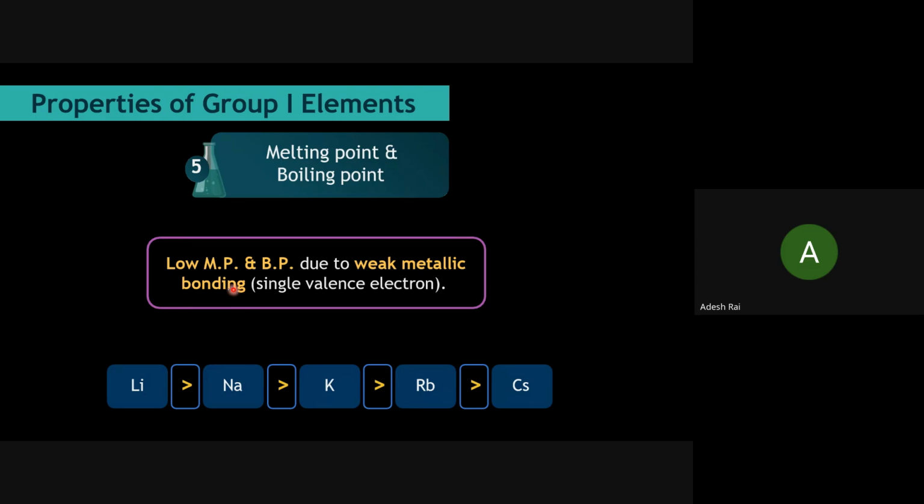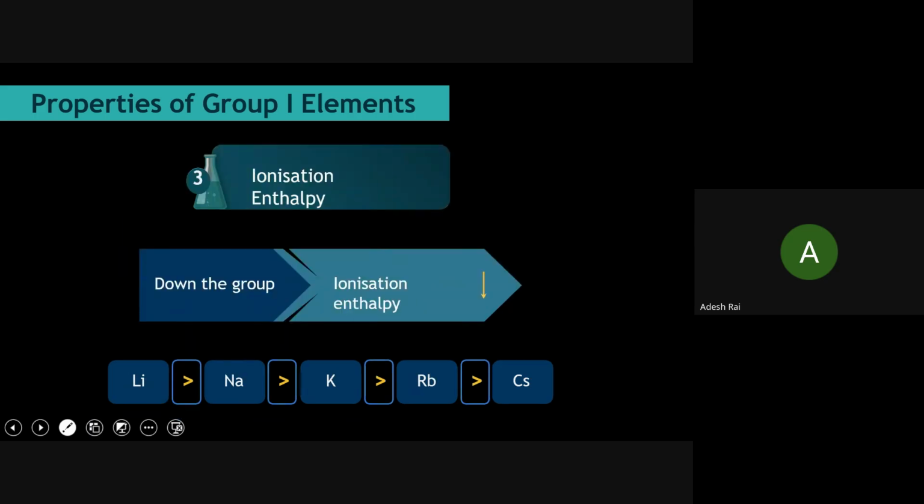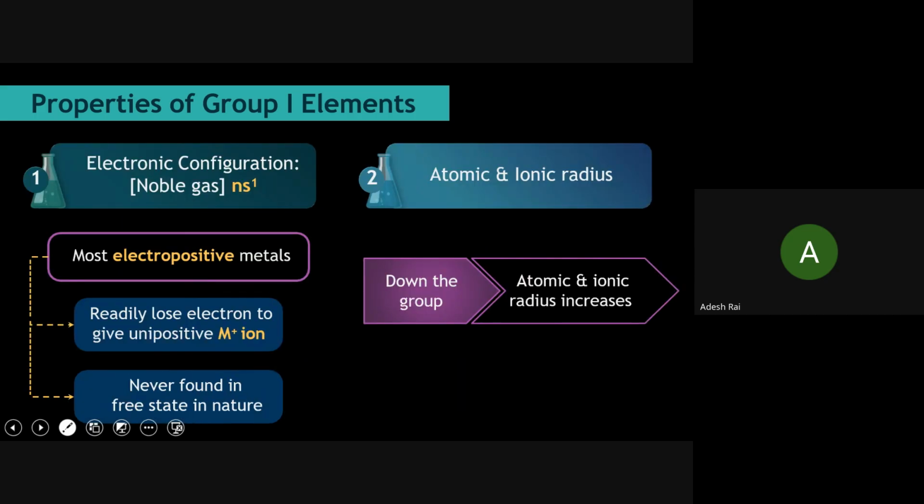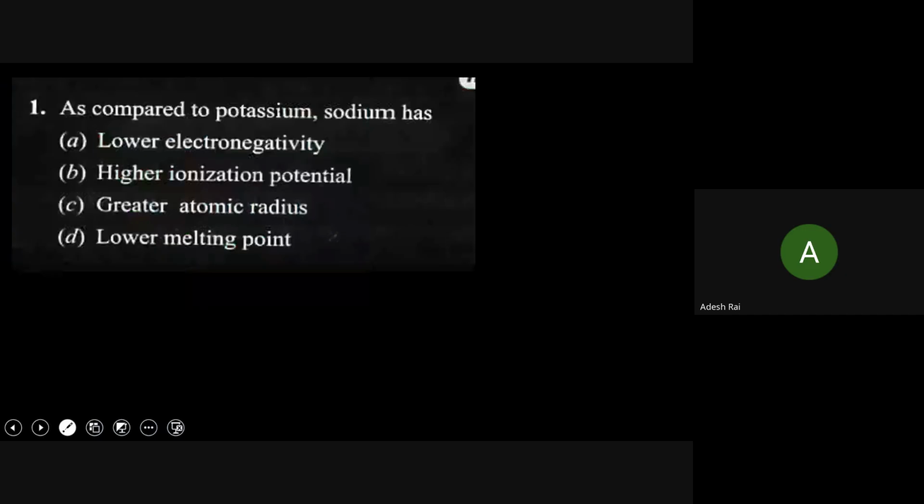Because of weak metallic bonding, all the elements are very soft in nature. You can see these group 1 metals are soft metals. And therefore, they have low melting point and boiling point. What is the reason? Because of weak metallic bonding. Okay. So, what are the properties that we have studied? Melting point and boiling point, before that, what did we study? Ionization enthalpy, hydration enthalpy, and electronic configuration and atomic and ionic radius. These 5 properties we have studied, right?